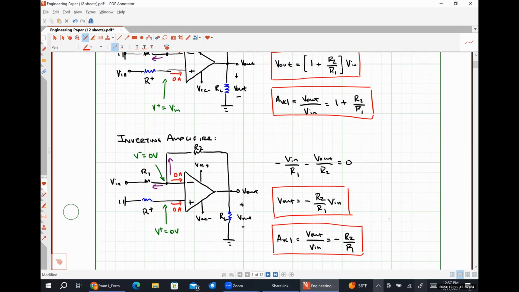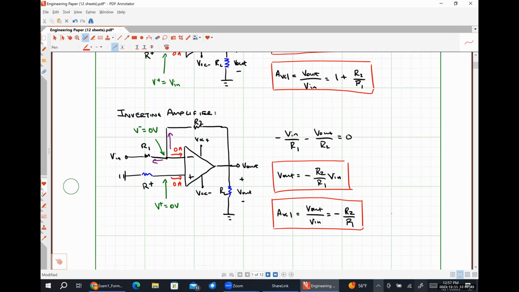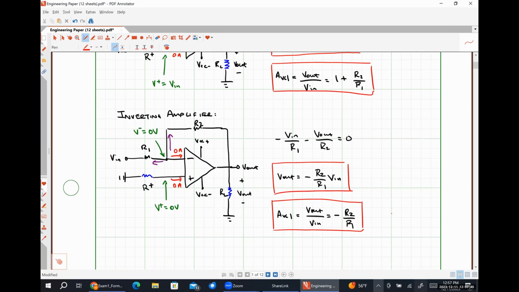Any questions regarding the inverting amplifier? All right, fairly straightforward. So now let's modify the inverting amplifier to handle multiple input signals.